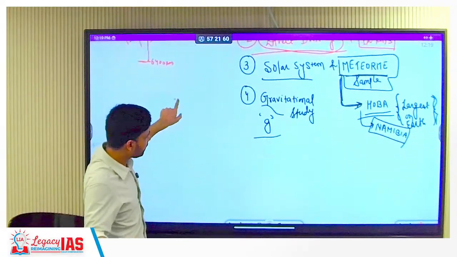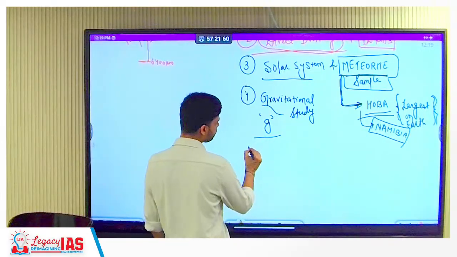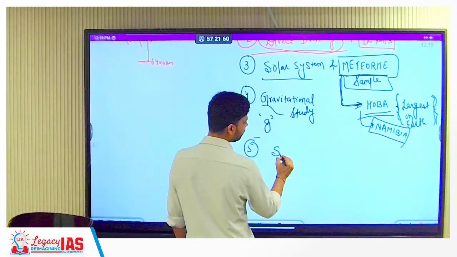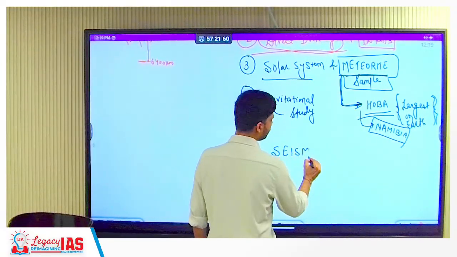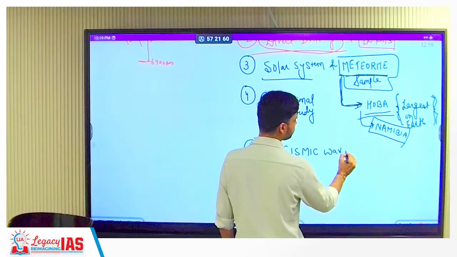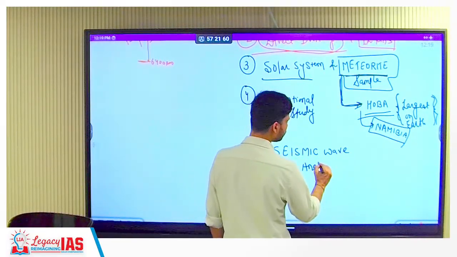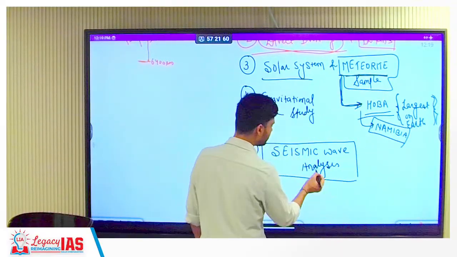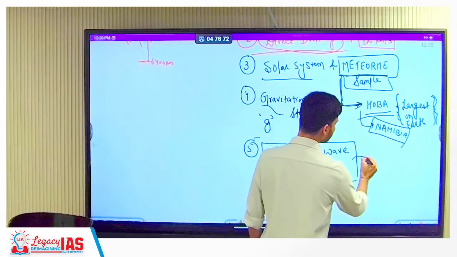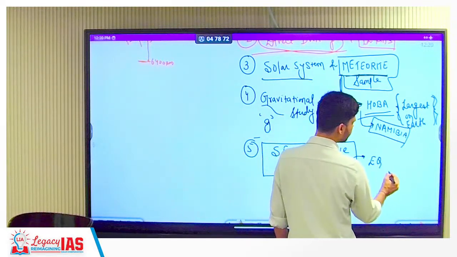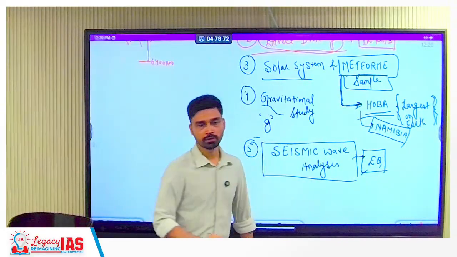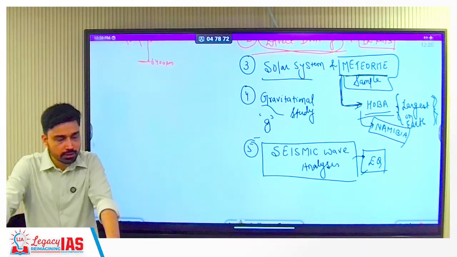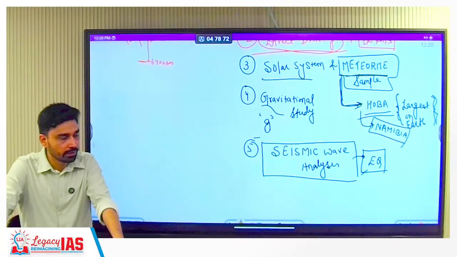So all of these were giving us very fragmented information, but the major breakthrough was achieved when we began to analyze seismic waves to understand the Earth's structure. This is the most important one, which has given us all the modern, recent-day data and information. Seismic wave analysis. Seismic waves are the waves that are generated during which kind of event? Earthquake events. So during an earthquake, seismic waves are generated, and we then analyze these seismic waves.